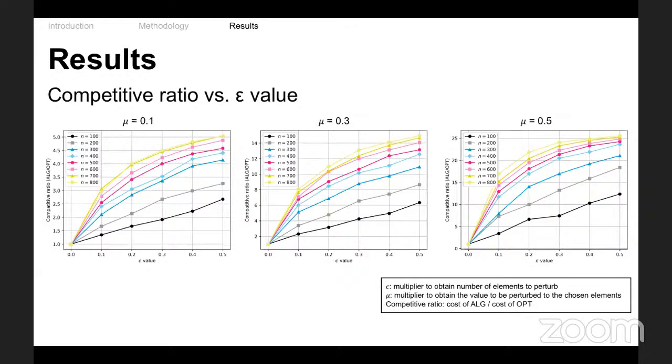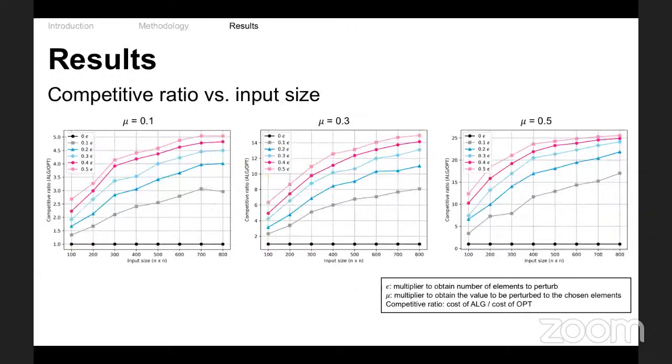So in the first one, where mu is equal to 0.1, the competitive ratio is only 5 when epsilon is 0.5 on the largest matrix in our data set, but it increases to 14 and 25 when mu is equal to 0.5. So this is also synonymous with our comparison with the input size in the next slide.